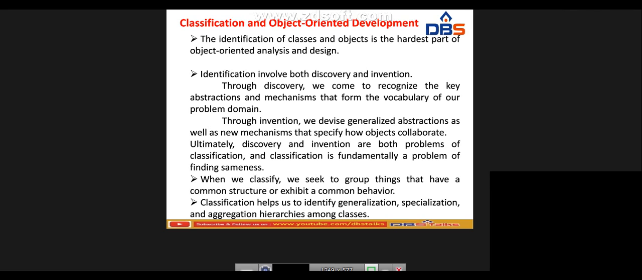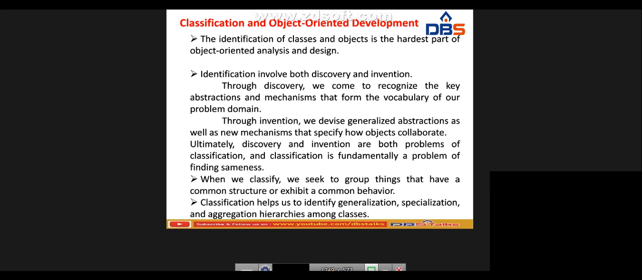The classification and object-oriented development. The identification of classes and objects is the hardest part of object-oriented analysis and design. It is the most important step to identify the classes and objects in object-oriented analysis and design. Why is it the hardest part? Which classes we have to identify, which objects will be defined, what processes will be going on, everything depends upon the identification of classes and objects. So in the classification of object-oriented development, the identification of classes and objects is the hardest part of analysis and design.